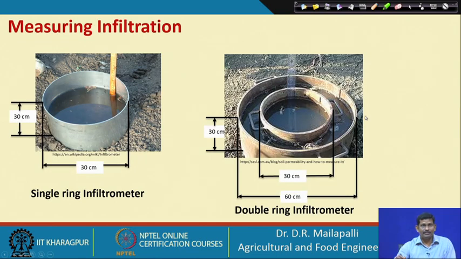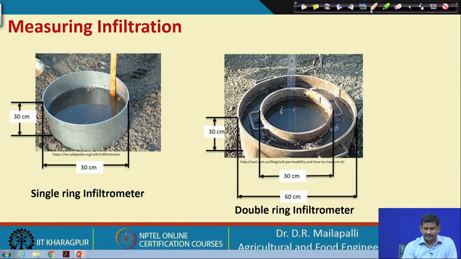So, how do we measure infiltration? For measuring infiltration you have a single ring infiltrometer, and you can also use a double ring infiltrometer. The infiltrometers are cylinders made of stainless steel, open at the top and open at the bottom.